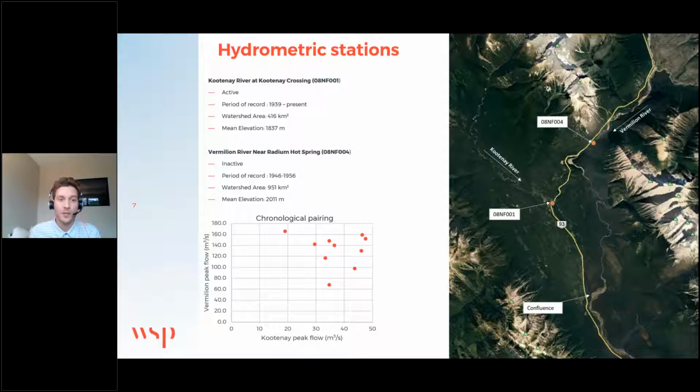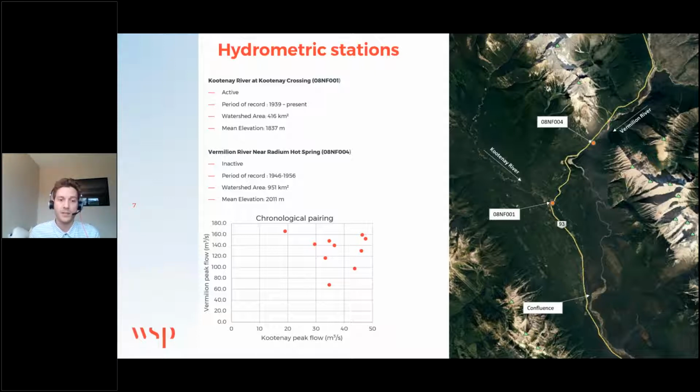On the Vermilion River, the station is unfortunately inactive, but it had a period of record of about 10 years, between 1946 and 1956. At that location, the watershed has an area of 951 square kilometers and a mean elevation of over 2,000 meters. So the Vermilion River was the main focus of the study because most of the erosion issues that were observed in the park in the past decade were observed along the Vermilion River.